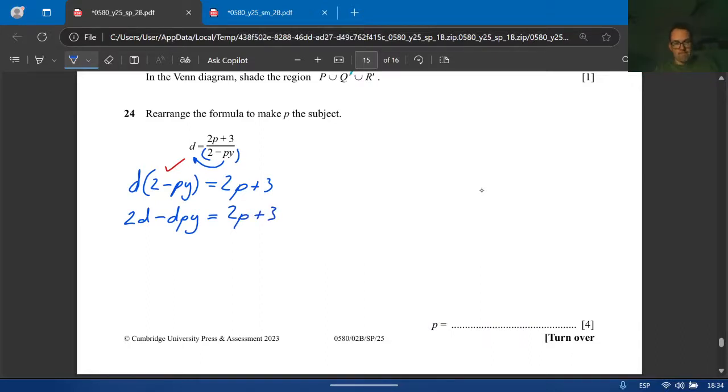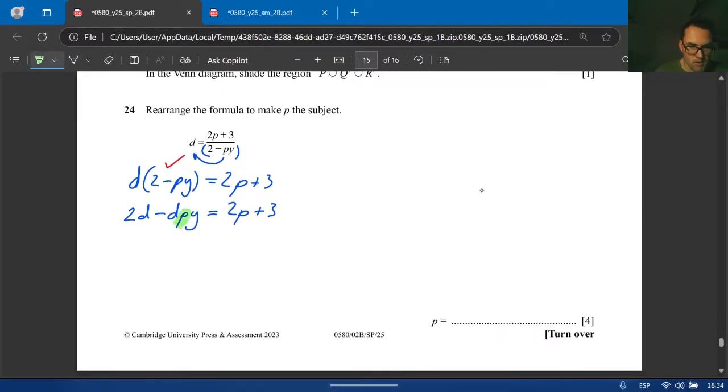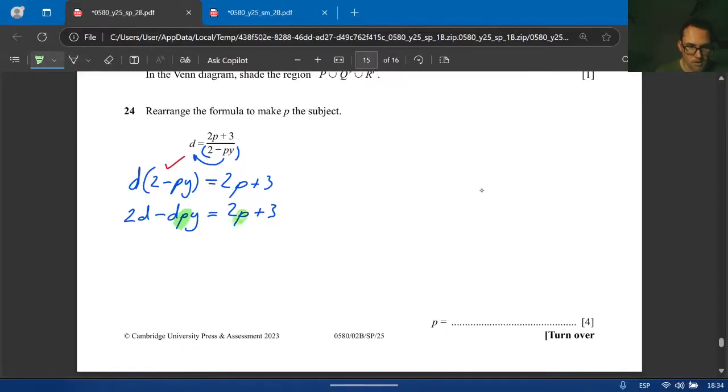Okay, nice. Right, now we still have those two P's. There's a P here, and there's a P there. Okay, remember, making the subject, we get the P alone. It doesn't matter on what side of the equal it is, okay? So the only logical thing to do then is to move all the terms with a P to the same side.